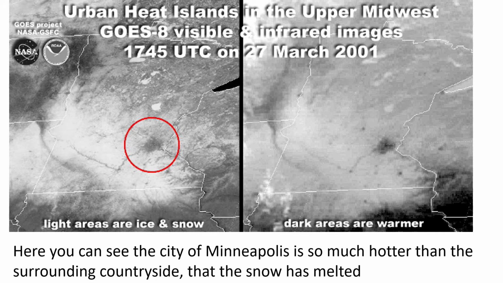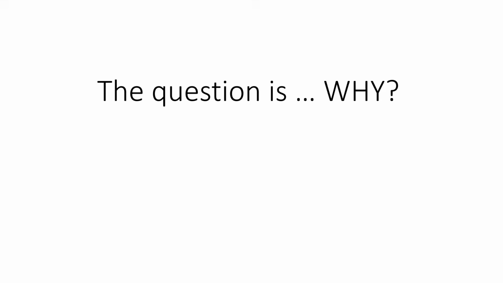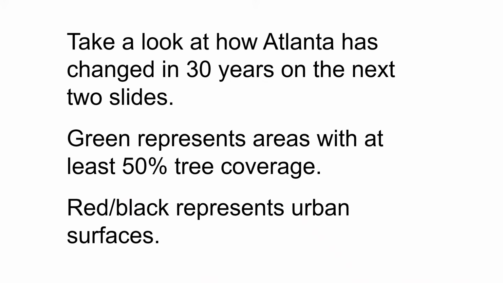You can see here all of this snow out here, all that white stuff, that's all snow on the ground. But here, the city of Minneapolis is so much warmer that the snow doesn't stick on the ground because the snow melts. You can see this in a typical weather map that they'll show on the news or on the Weather Channel, where typically the city of Atlanta is going to be a few degrees warmer than the locations that are outside the city, and that's primarily due to the fact that there are fewer plants and trees in the city of Atlanta. So, to answer this question, what's different about the suburbs versus the city that changes the temperatures? It's the plants.